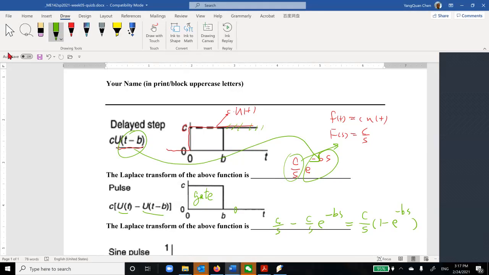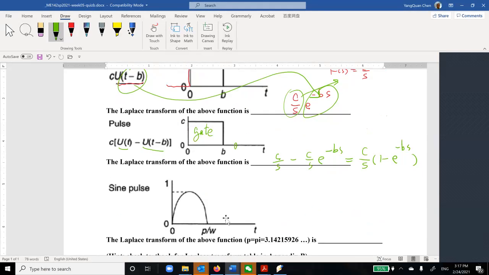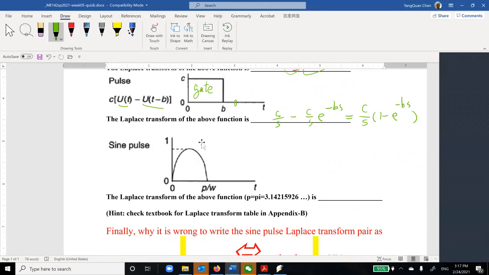Okay, I'm tricking you here. So now you have a sinusoid, right? So you remember your sinusoid is what? The sinusoid sine omega t will give you omega over s squared plus omega squared. Okay, so that's if omega is 1, and then omega, you put it to 1. So now we are doing this.